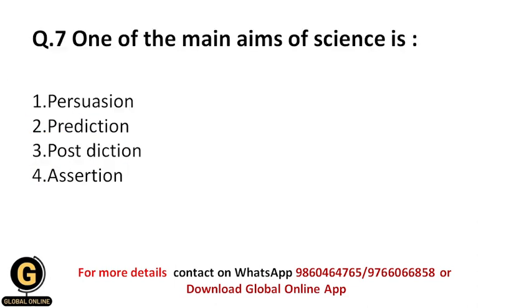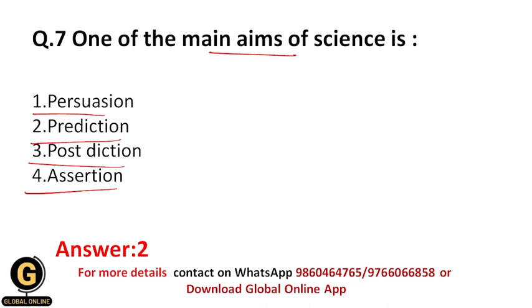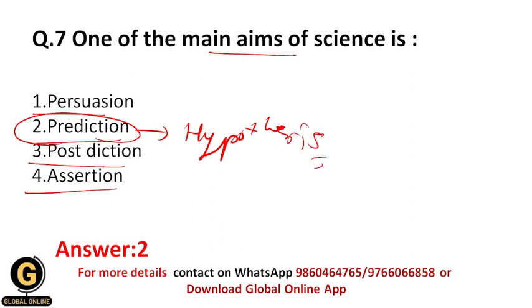Okay, one of the main aims of science is, so what is one of the main aims of science? Whether it is persuasion, prediction, post-prediction, or assertion. So obviously the main aim of science is what? Prediction. So prediction is nothing but the hypothesis, right? If we don't have a hypothesis, if we don't have a prediction, then obviously we can't follow up such predictions through our statistical methods. And that's why one of the aims of science is making a hypothesis or prediction.